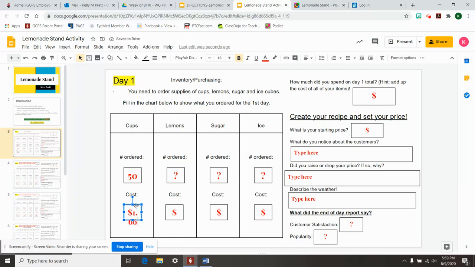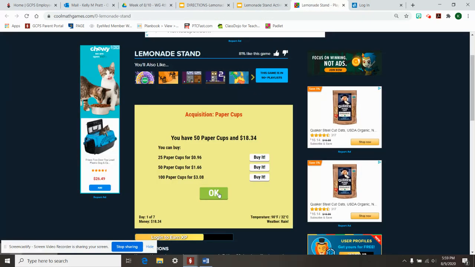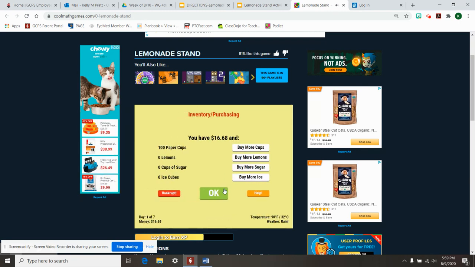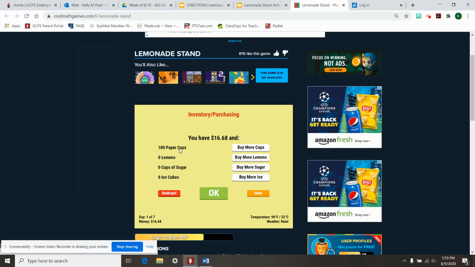It's already got my dollar sign, so I just type in $1.66. Now, if my font is too big because it goes down there, if I click on my box, I can just lower my font until all of my numbers fit in there perfectly. See, I went down to 11, and that's okay. All right, so now I'm going to go on to lemons. So I've bought my cups. I hit buy it, and I'm going to hit OK. Oops, I bought too many cups, but that's okay.